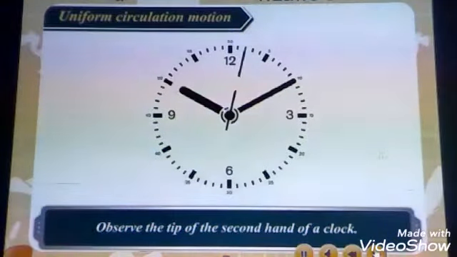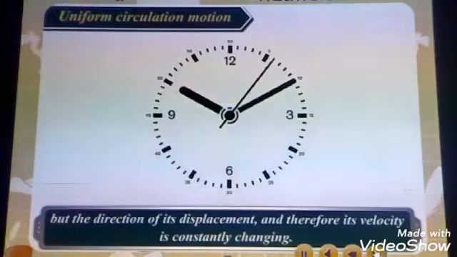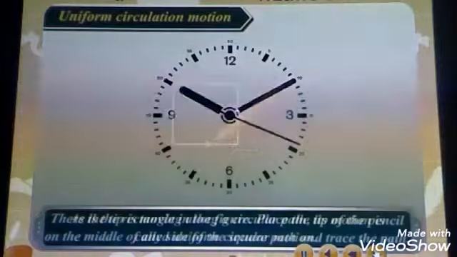Now, uniform circular motion. Observe the tip of a second hand. The speed of the tip is constant, but the direction of its displacement and therefore its velocity is constantly changing. As the tip is moving along a circular path, its motion is called uniform circular motion.